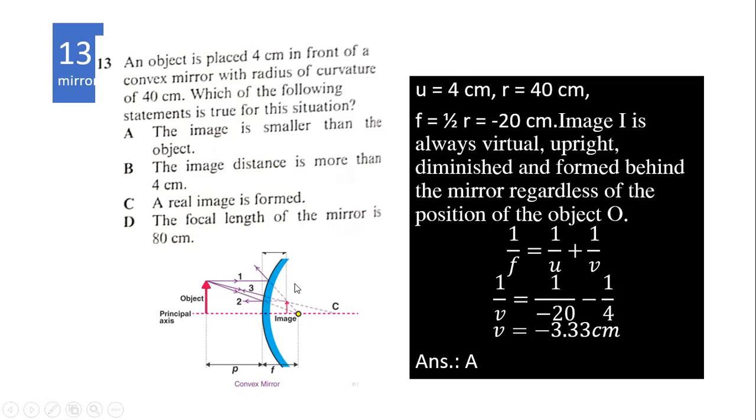Okay, we will remember that, right? No matter what it is, it's always here, the image. And if it's always here, it's always diminished. And it's always upright. And it's always smaller also than the object. If you don't know, then calculate it out. That's how you calculate. Anything to ask?